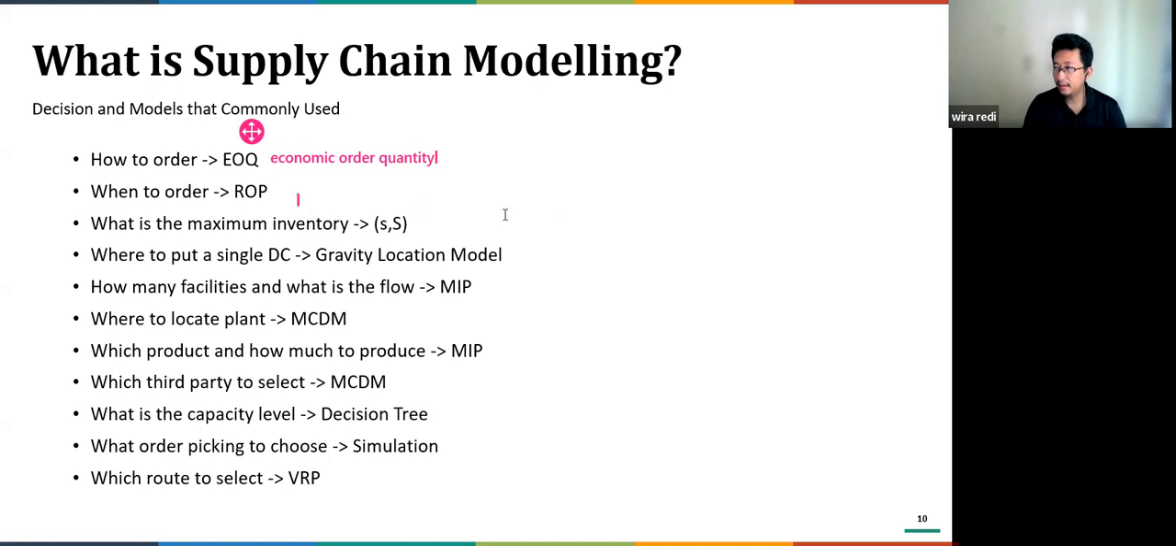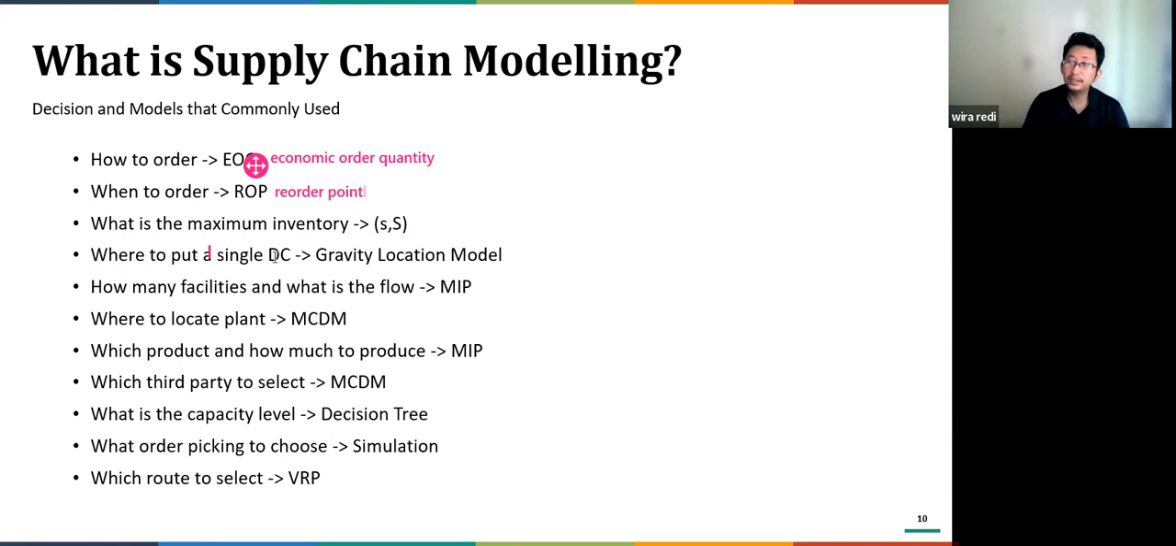This is one model that is often discussed in inventory management and inventory optimization problems. Still related to inventory, to determine when is the best time to order, you can use the reorder point. To determine the maximum inventory that you provide, this is another type of inventory policy. We have several, such as S and many things. So we will discuss this later when we talk about inventory problems.